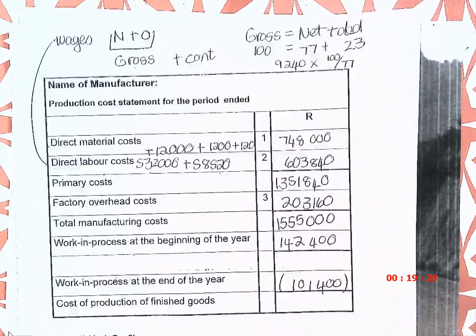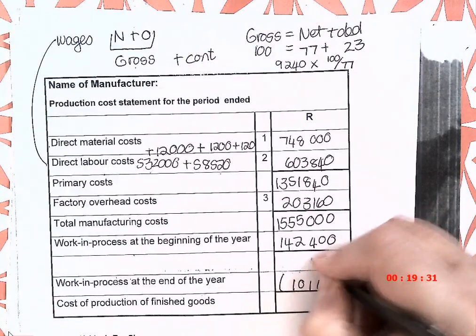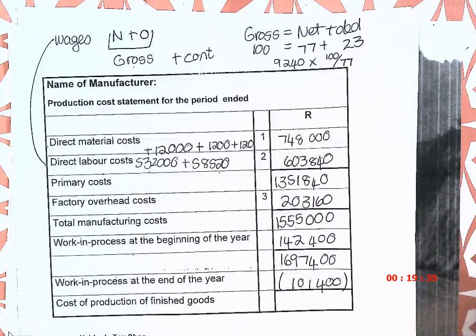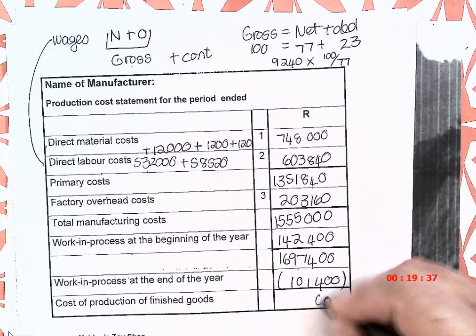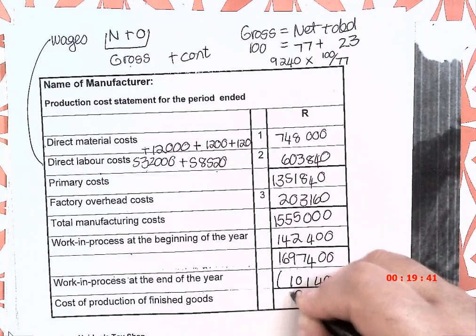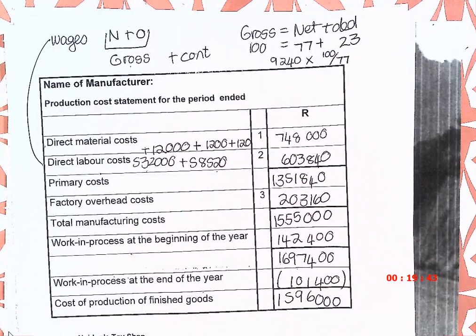I add the work in process at the start. I minus. Is this right? Yes, no? Is it right? Yes, ma'am, it is right.